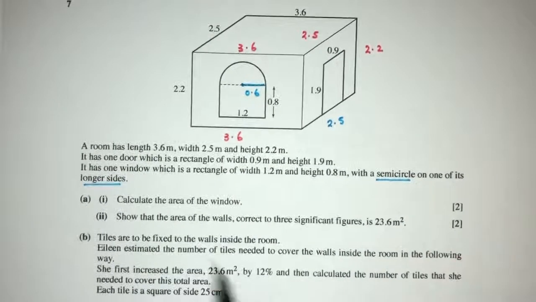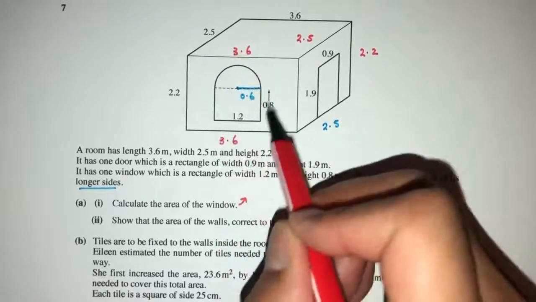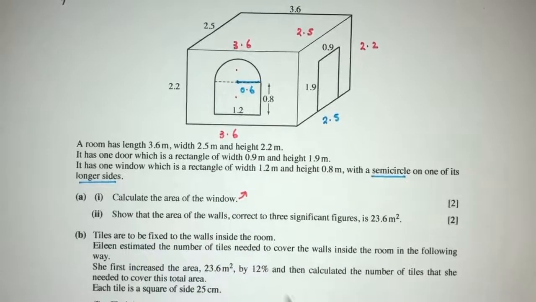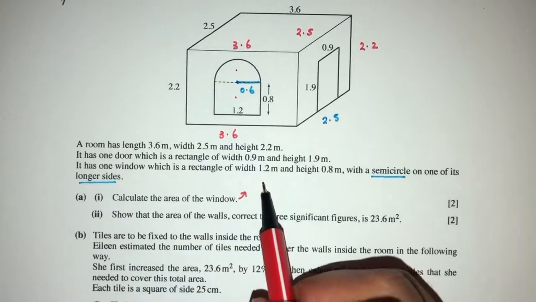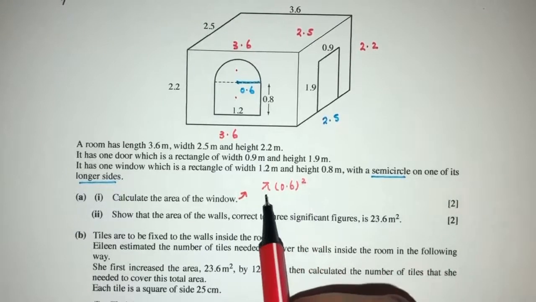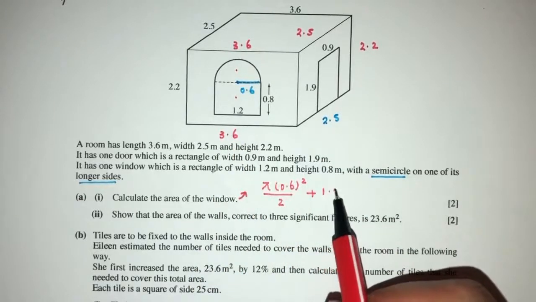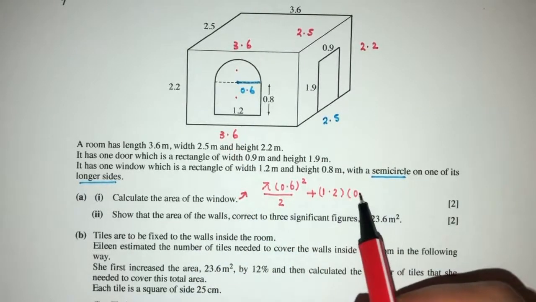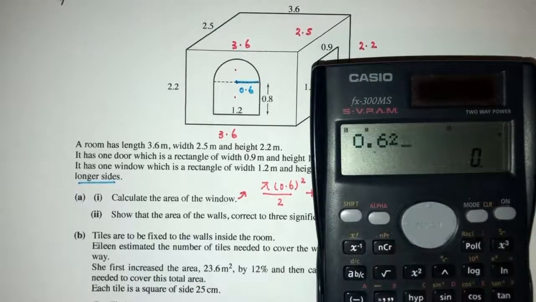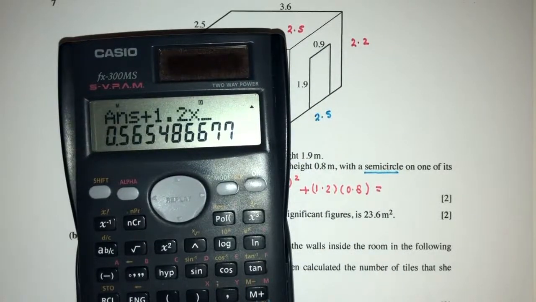Now for part 1, calculate the area of the window. So pretty easy. The window is in 2 parts. This is the semicircle area and the rectangle area. So one by one, how do you find the area of a circle? It is pi r square. Now because it is a semicircle, we have to divide by 2. Plus the area of the rectangle is 1.2 times 0.8. So 0.6 square pi divided by 2 plus 1.2 times 0.8.